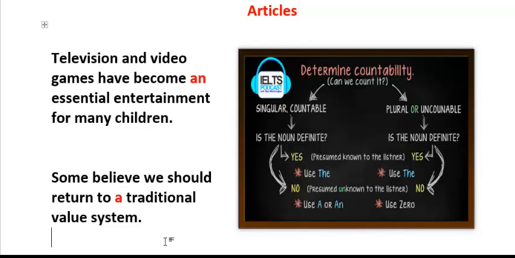A traditional system. In general, when you use the, we're speaking about something definite that both the listener and the reader or writer know about. When we use a or an, we're speaking about one of many or speaking generally. Those are the basic rules.